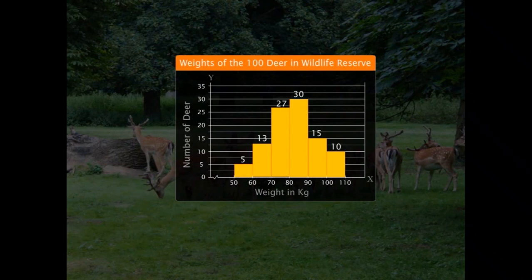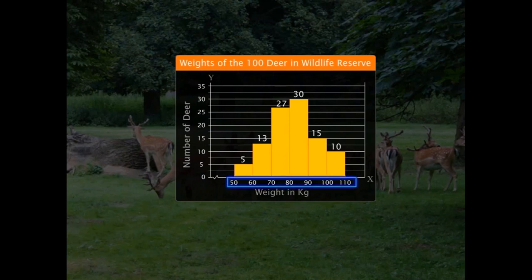This histogram represents the classification of 100 deer in a wildlife reserve according to their weights. Let's look closely and understand a histogram. The title gives an overview of the type of information presented in the histogram. Notice that at the start of the horizontal line or x-axis, there's a jagged line. It indicates that the number of deer between the weight range of 0 and 50 kilograms are not represented on this histogram.